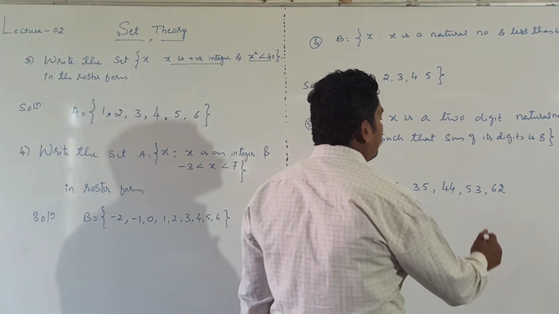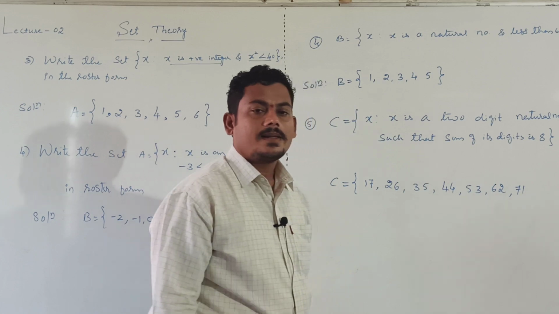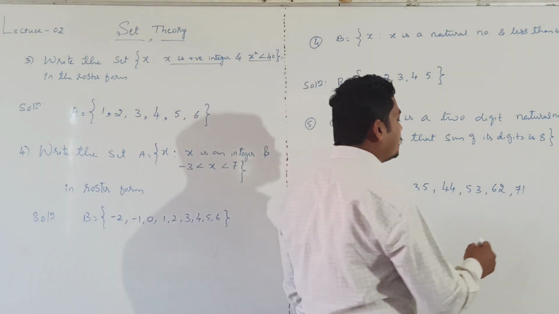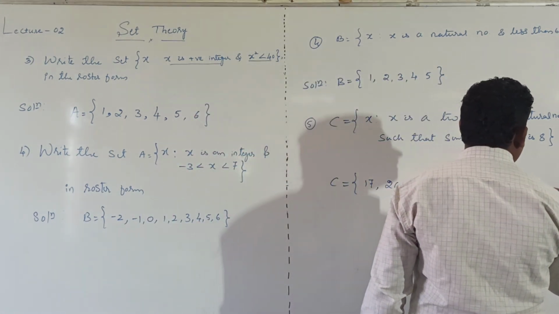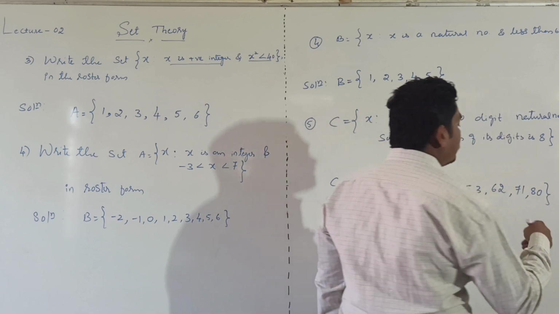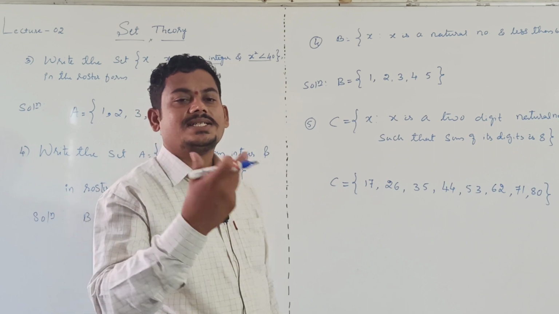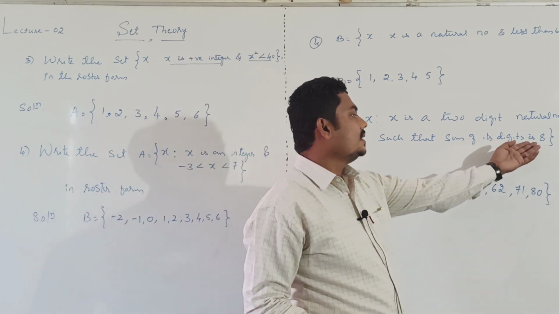Next, 71, it is possible, 2 digited and the sum is 8. Next, 80. The remaining two-digit numbers are not possible because the sum of the digits should be equal to 8.